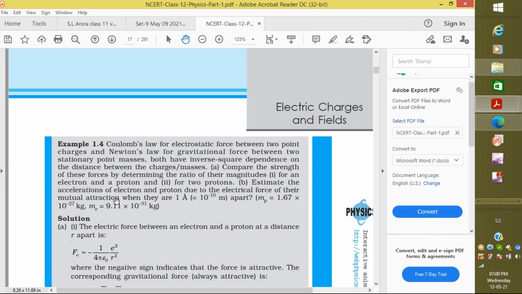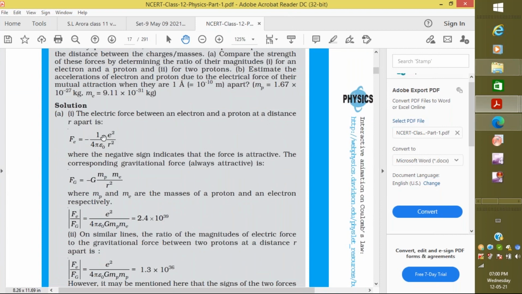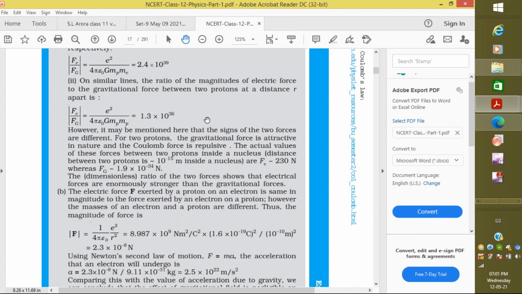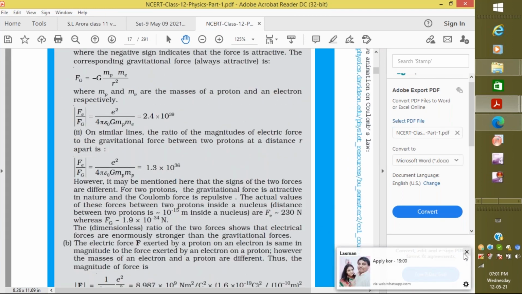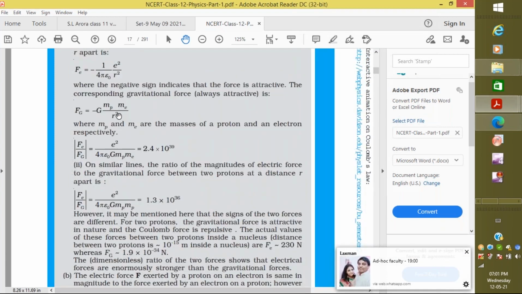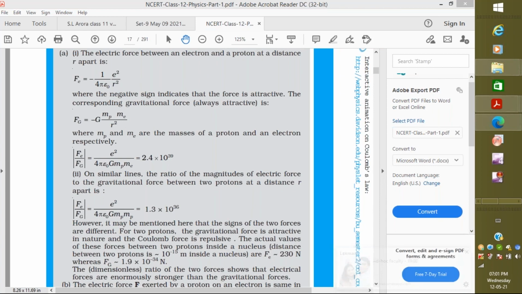Look here. What is the electric force? Suppose between a proton and an electron, what is the force? This will obviously be an attractive force, right? So Fe will be minus e square by 4 pi epsilon naught r square, right?